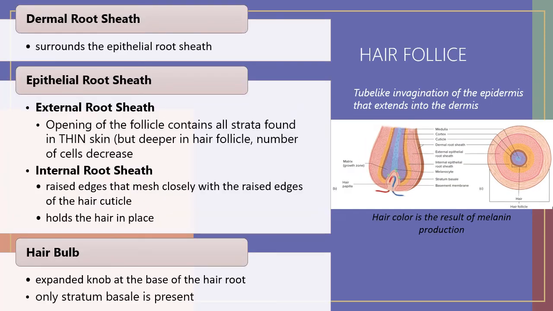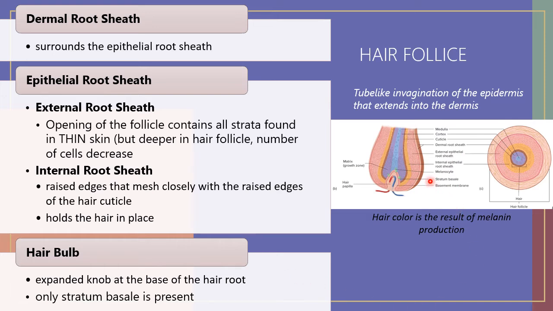So a hair develops and grows within each hair follicle. And your hair follicle is a tube-like invagination of the epidermis that extends into the dermis. Okay? So, this consists of a dermal root sheath. So, ito siya, dermal root sheath, this one. And an epithelial root sheath, itong inner sheath, no? Which is covered by your dermal root sheath.